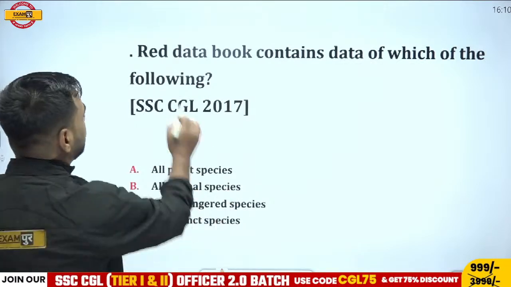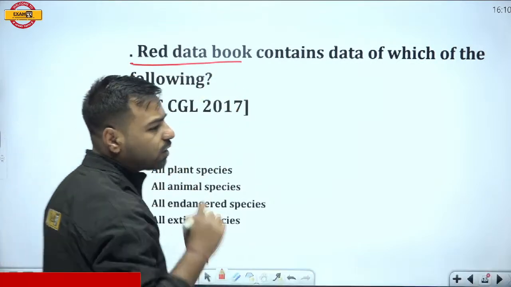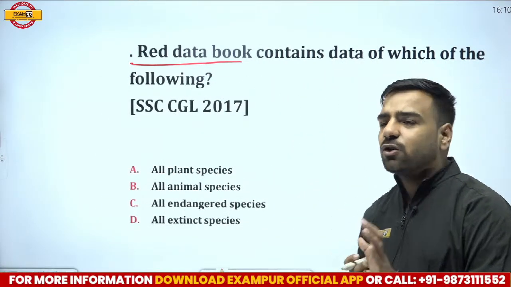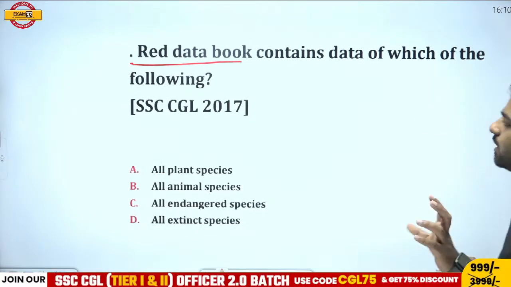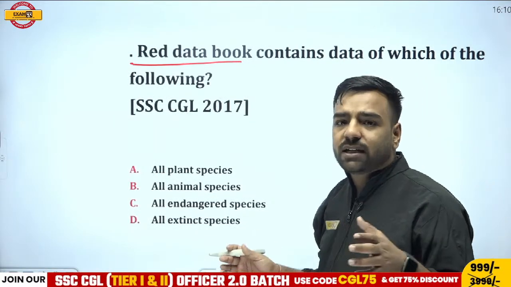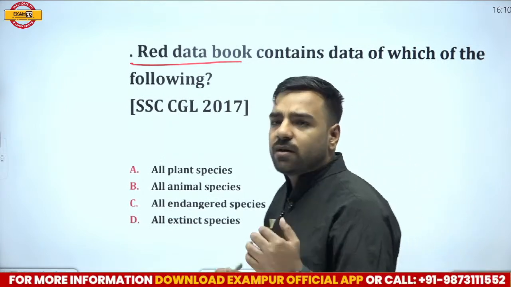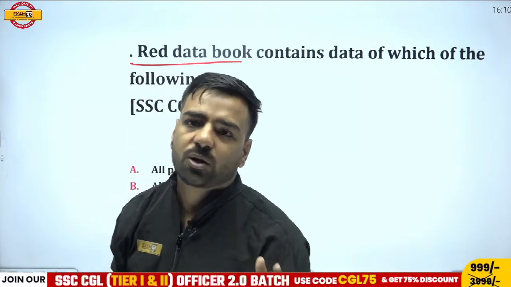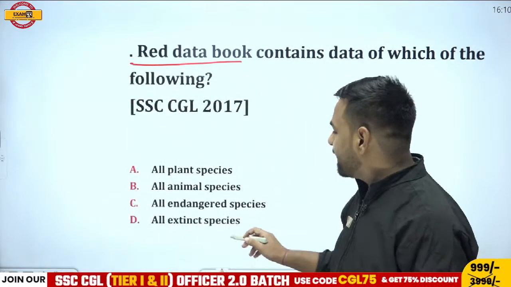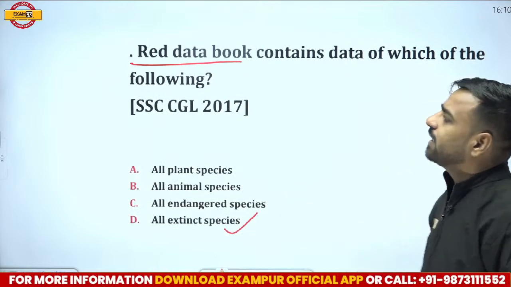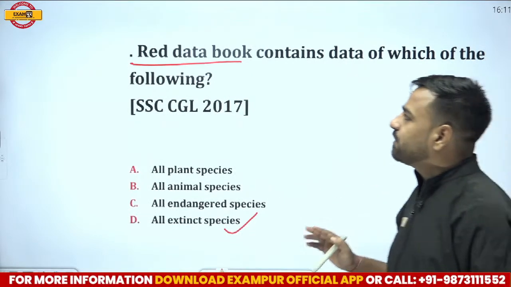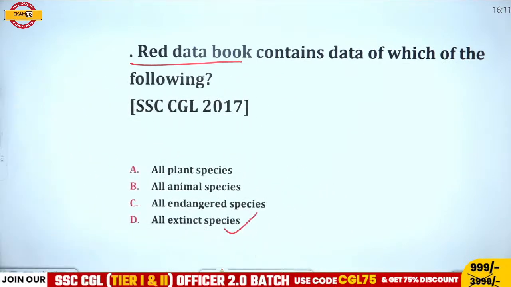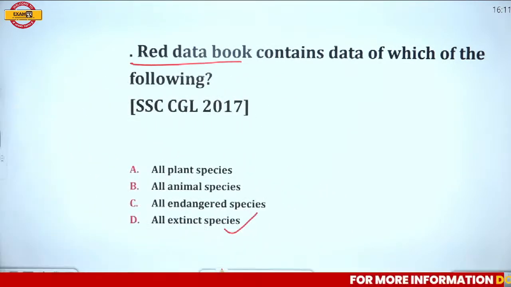Okay, so if I talk about this Red Data Book, it is a book where we talk about the extinct species. Now, what are these extinct species? Please remember, they are those particular animals or organisms which were actually living on the earth, but right now they are not present. So yes, all the extinct species are actually there in the Red Data Book. And from the name itself, it is clear that we are talking about those particular species which are on the verge of extinction.